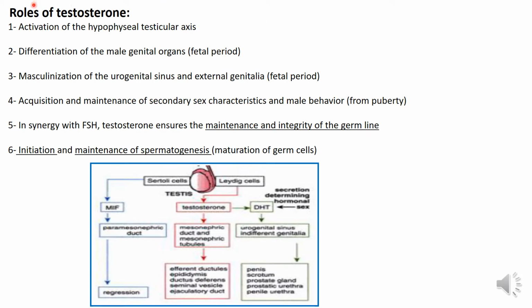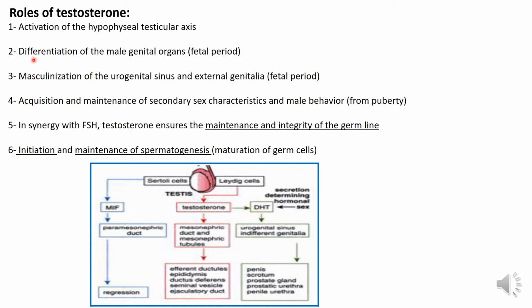So what are the roles of this testosterone? The testosterone has a role in the activation of the hypophyseal testicular axis, and we mean by this that it activates the crosstalk between the hypothalamus, hypophysis, and the testicles. By crosstalk, we mean the hormonal regulation between the hypothalamus, hypophysis, and the testicles, and that's what we call the hypophyseal testicular axis.